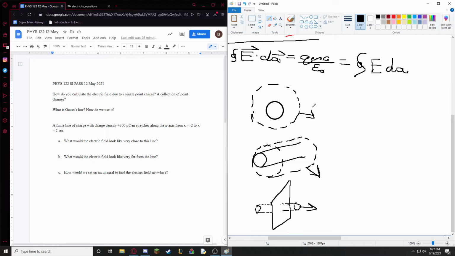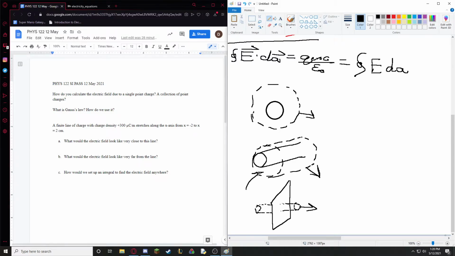Let's take a look. We know the electric field for a sphere of charge is always going to be outward, and our dA area vector is also outward. So that checks out. Same thing for our cylindrical Gaussian surface. Let's worry about the end caps in a second, but for the perimeter of our cylinder, the part that goes around here, the electric field is outward and the area vector is outward, so that checks out.